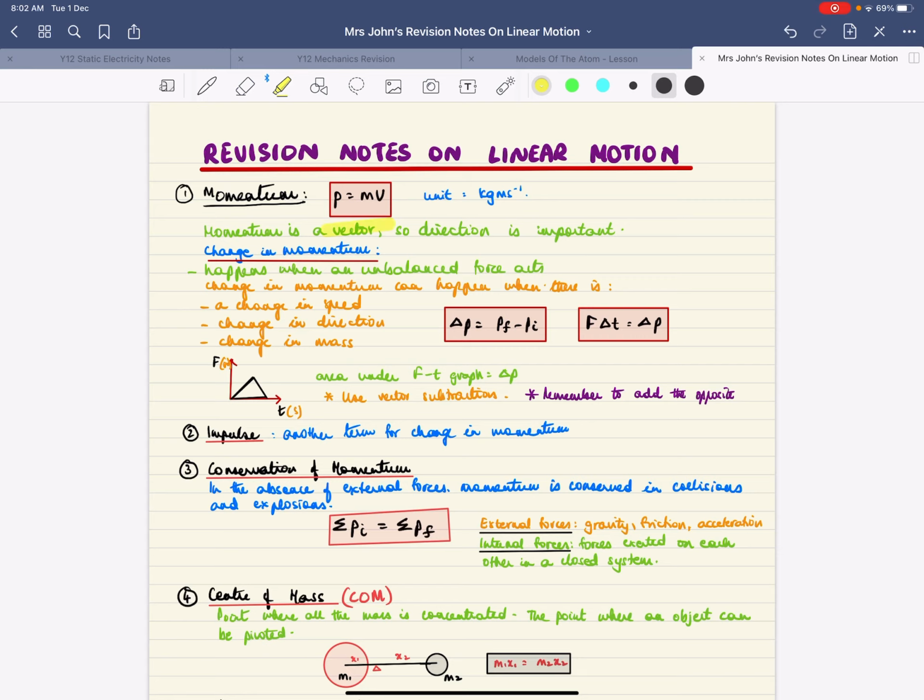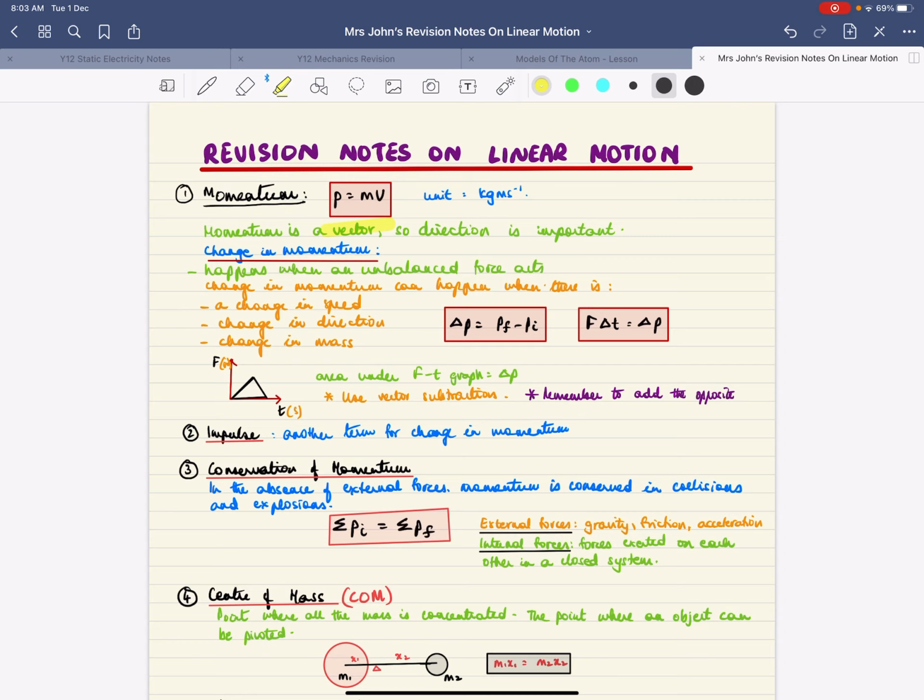And looking at change in momentum caused by an unbalanced force, you can have a change in momentum if either the speed, direction, or mass changes. There are two possible formulae to calculate change in momentum, which is final momentum minus initial, or force multiplied by time as change in momentum. The only thing you have to keep in mind is that you have to flip the direction of the initial momentum by 180 degrees because you're subtracting vectors.